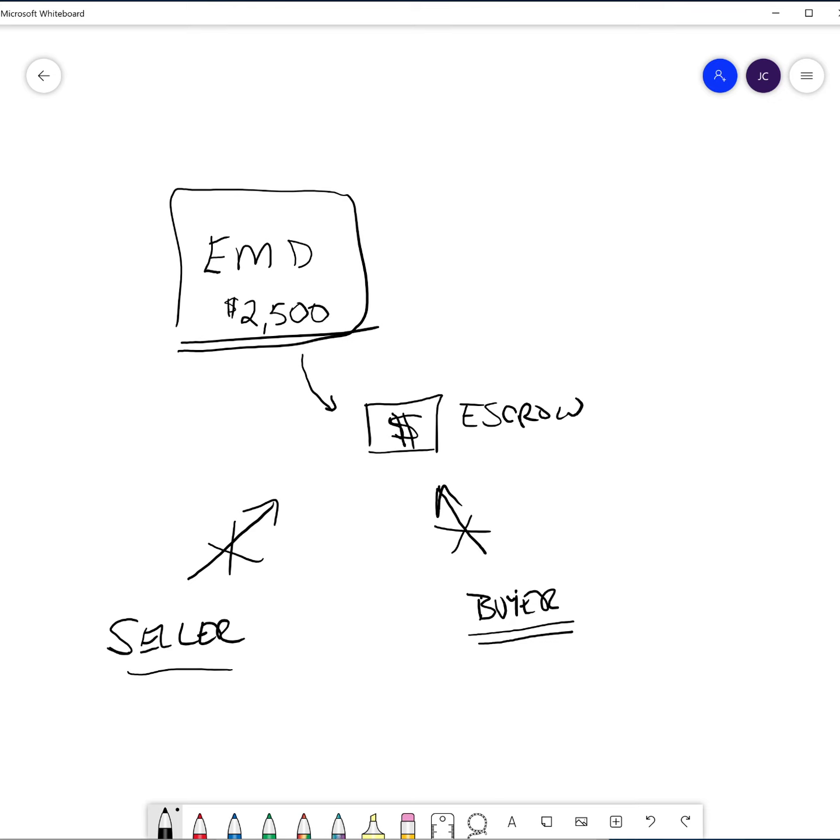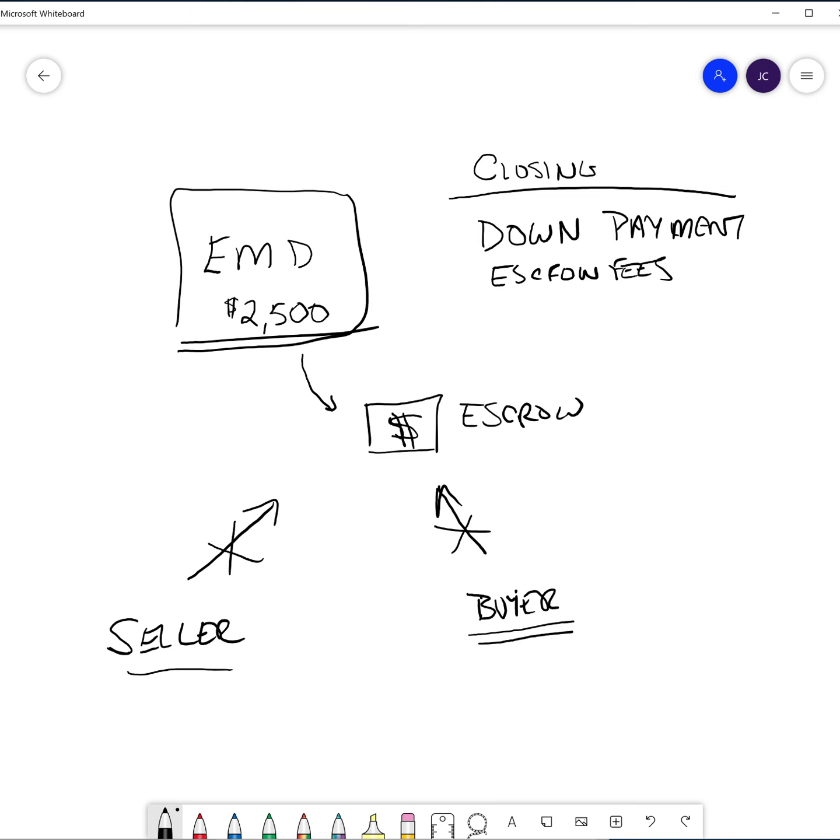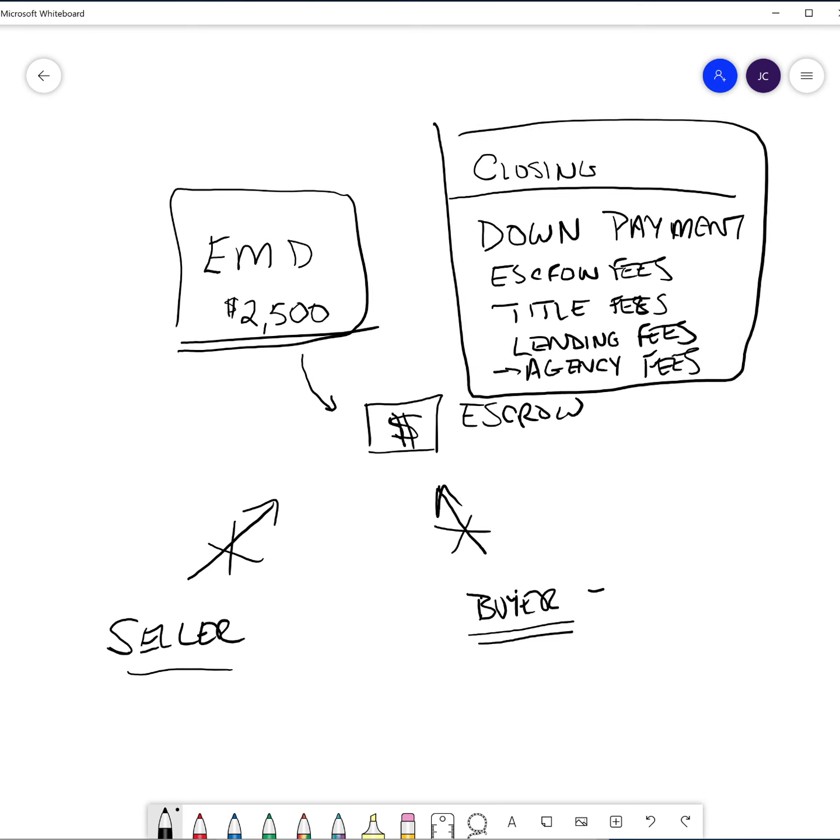So the EMD is not the down payment. Okay, these are closing costs. Closing costs include the down payment, escrow fees, title fees, lending fees. These are the money that goes to the bank, and occasionally agency fees. Occasionally. This one's rare. So these are your closing costs that the buyer has to pay.